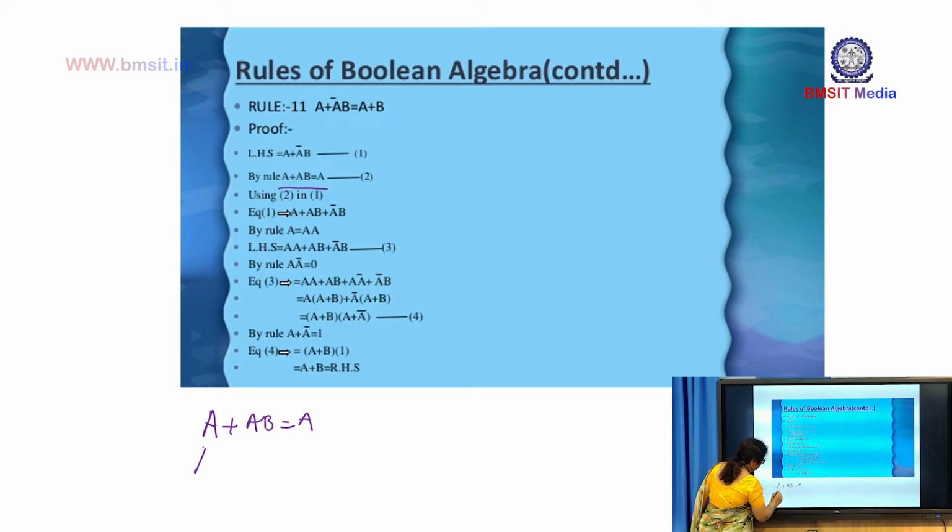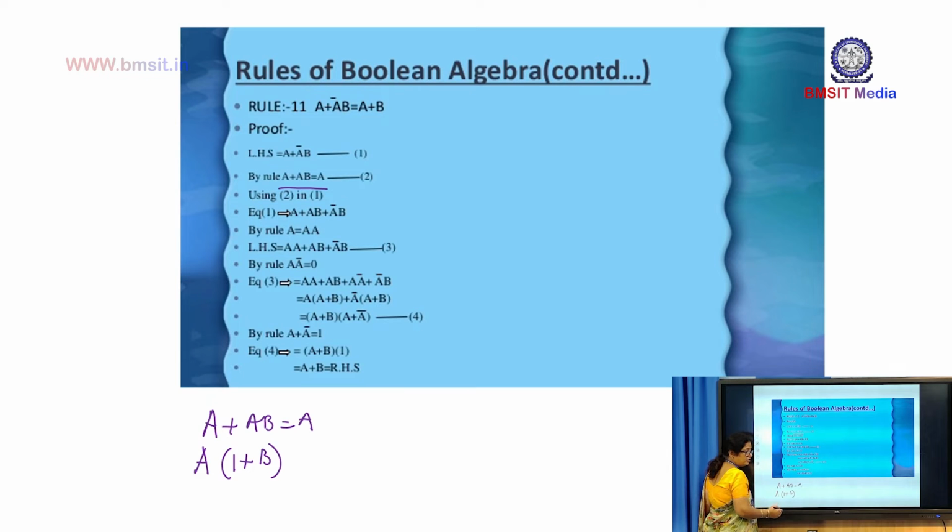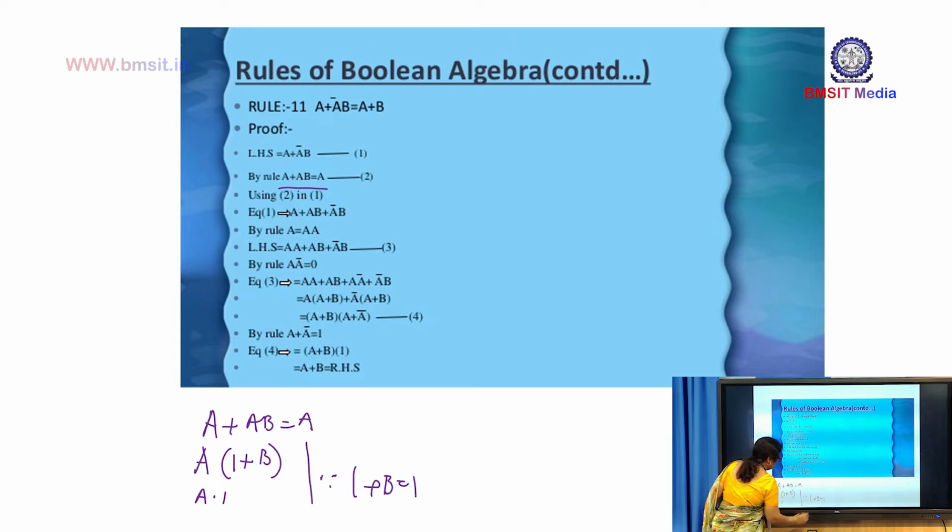Okay. So, if you take a common, inside bracket we are having 1 plus b. But what is 1 plus b? 1 plus b is equal to 1. So, this becomes a into 1, because 1 plus b is equal to 1. So, now a into 1 is equal to a. So, this is another identity, Boolean identity, which I have already told. So, using this simple thing, we already know that a plus ab is equal to a.